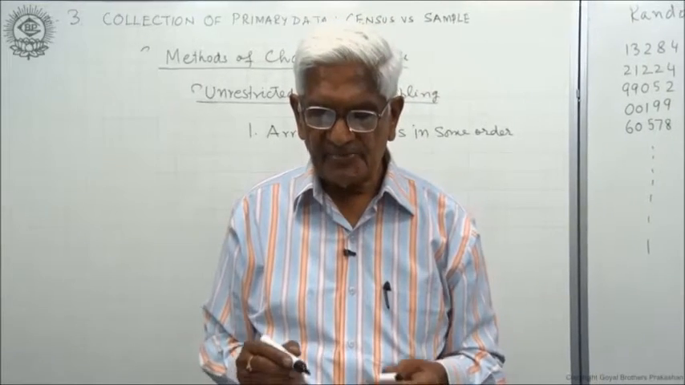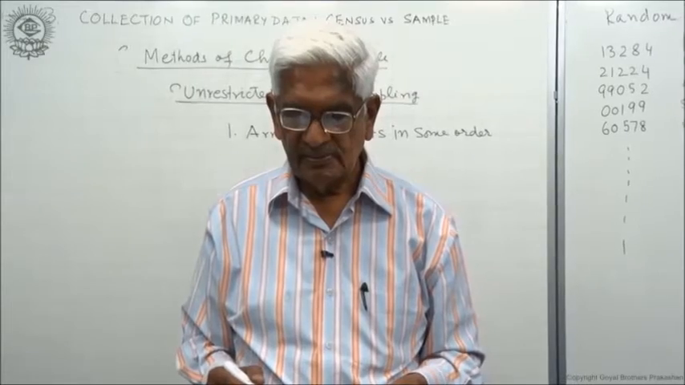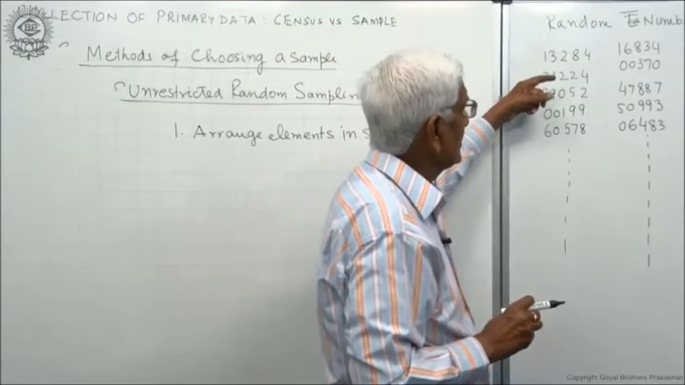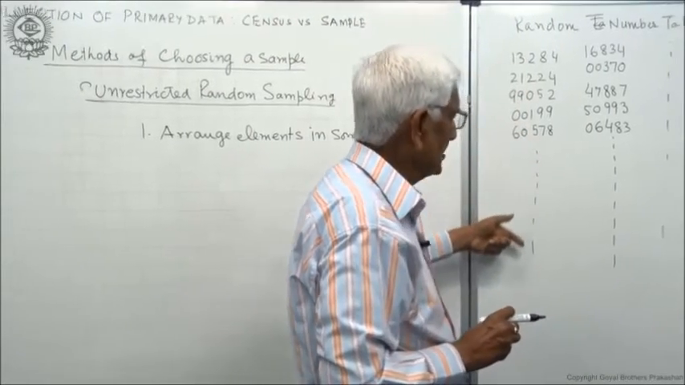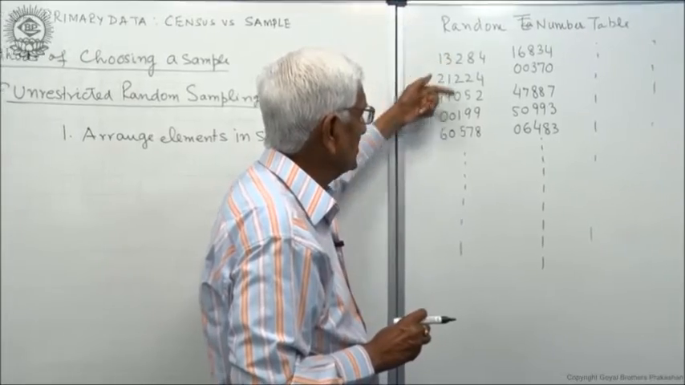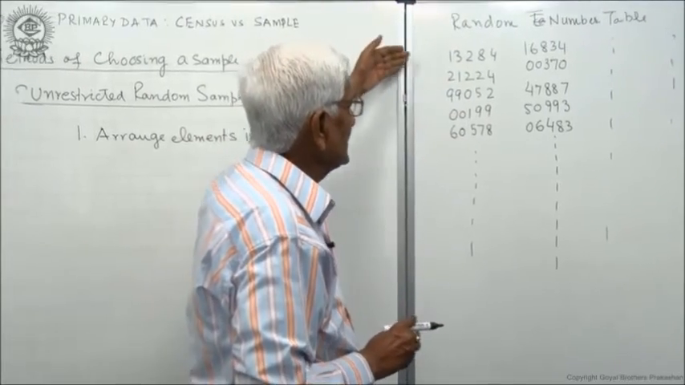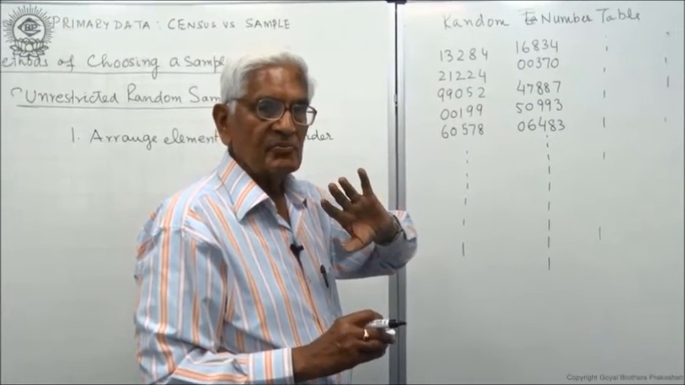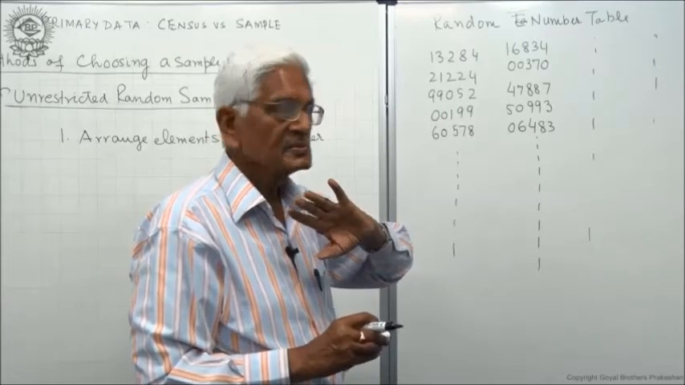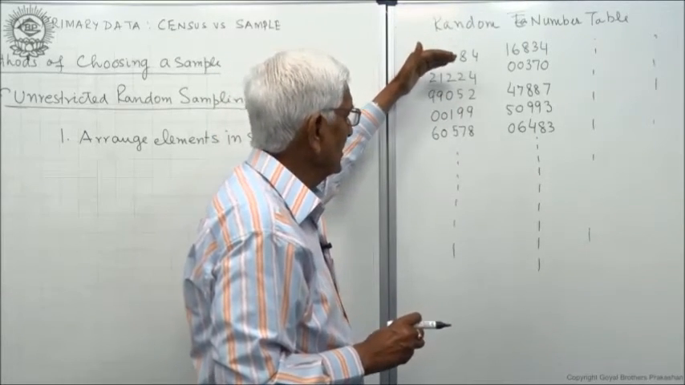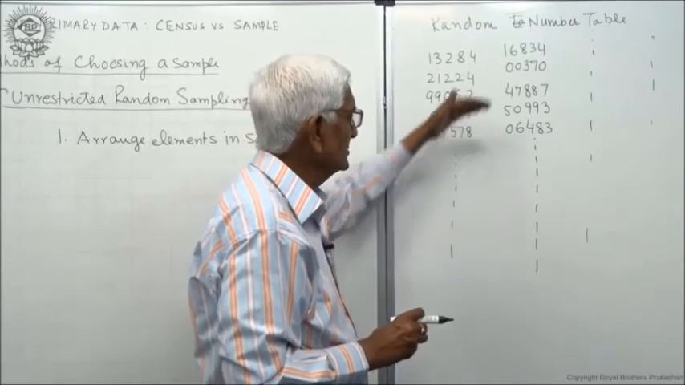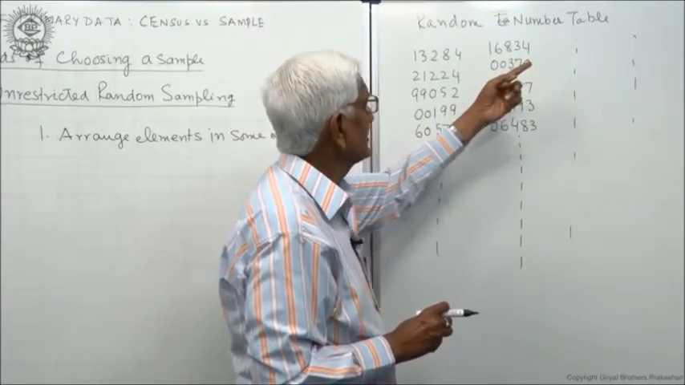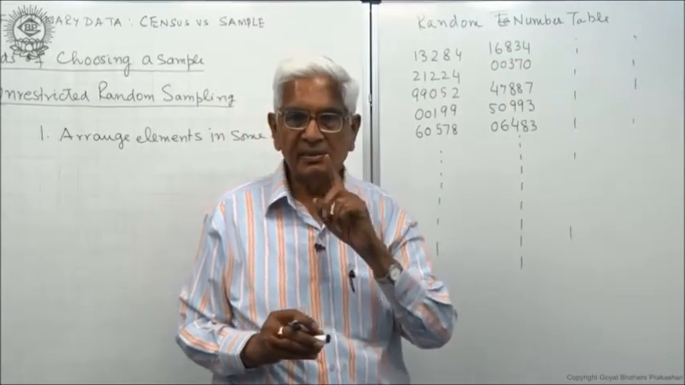Once you have arranged all the 2000 students in some order and the random table is before us, the random table has columns, these are called columns, if you see from up to down, and these are rows. I have written only a few just to give you an example. One page of the table is in the book. These are columns. If we start reading this way, these are rows.